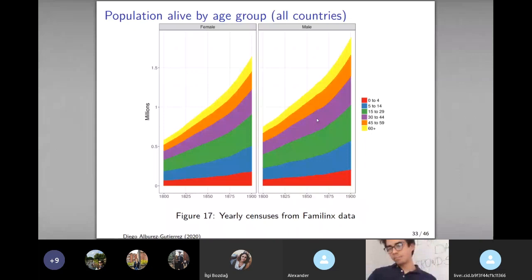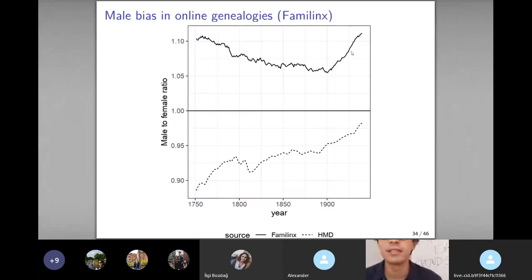If you just look at the last 200 years, this is the population by age and sex, according to the genealogies. One thing that should become evident now is this difference between female and male, right? So more men in the data. And we are going to see this also in a second. This is the male to female ratio. The solid line is the Familinx data, and the dotted line is the real data from the Human Mortality Database.